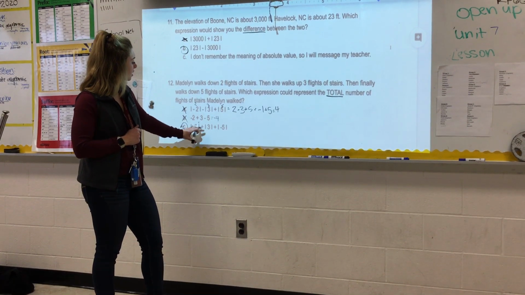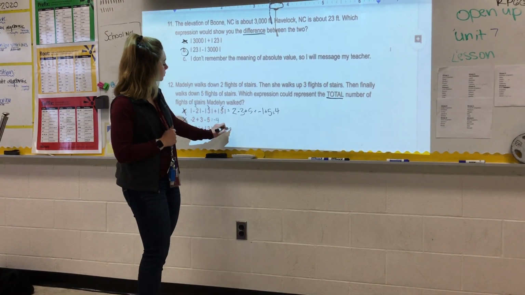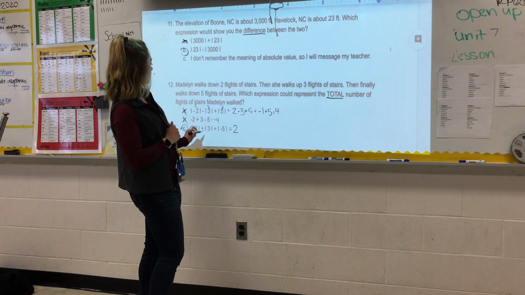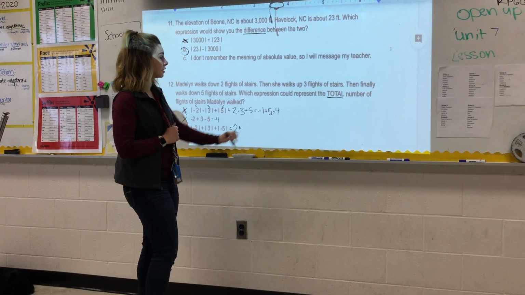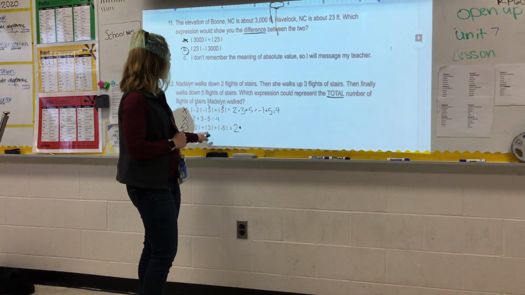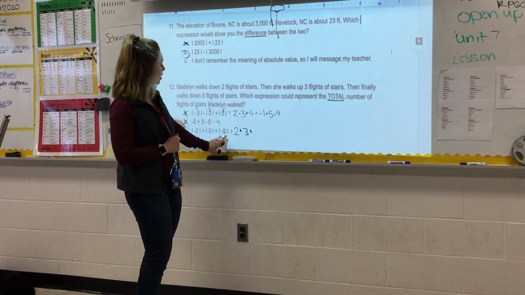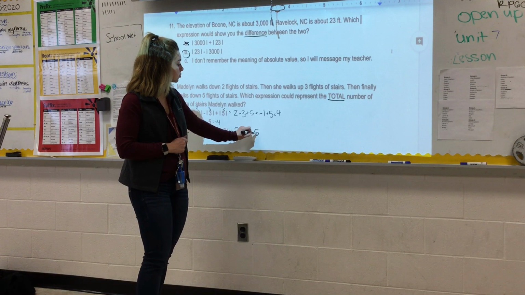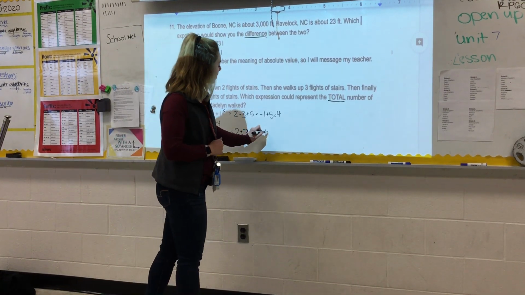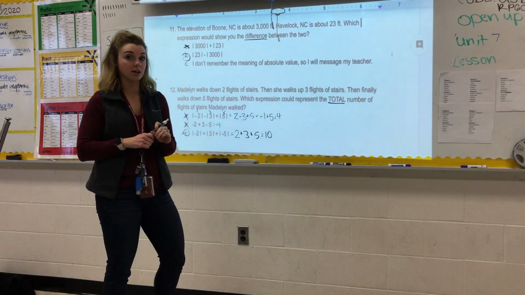So C is telling us the absolute value of 2, which is just 2, plus, or combined, because it's asking for the total, combined with the absolute value of 3, combined with the absolute value of -5, which we know is just regular 5, which would give us that Madeline walked 10 total flights of stairs.